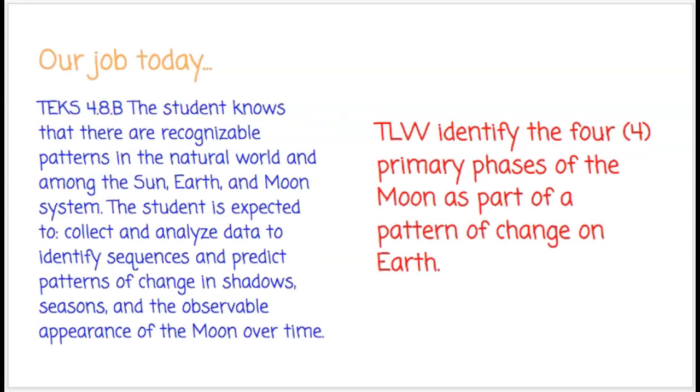So our job today, we have TEK 4.8.C. The student knows there are recognizable patterns in the natural world and among the Sun, Earth, and Moon system. The student is expected to collect and analyze data to identify sequences and predict patterns of change in shadows, seasons, and the observable appearance of the moon over time. Then, our objective for today is the learner will identify the 4 primary phases of the moon as a part of a pattern of change on Earth.